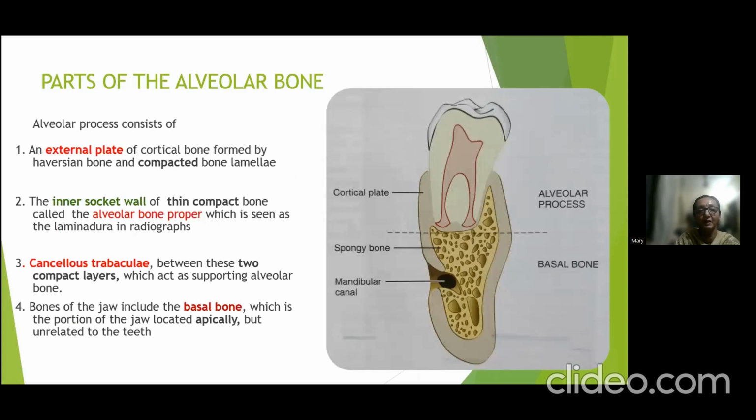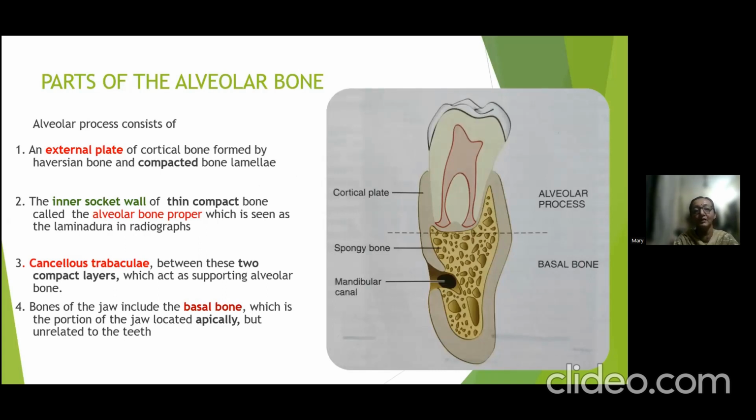Now coming to the parts of the alveolar bone. The alveolar process usually consists of the following parts. It comprises an external plate of cortical bone, then the inner socket wall of thin compact bone, also called the alveolar bone proper. Then it contains cancellous trabeculae as well as basal bone.